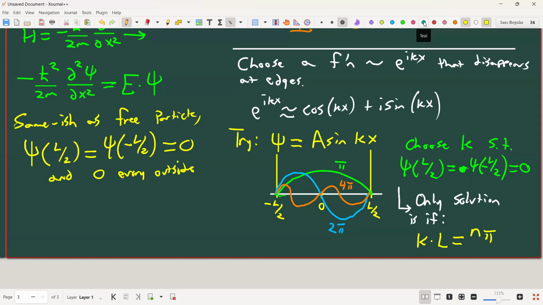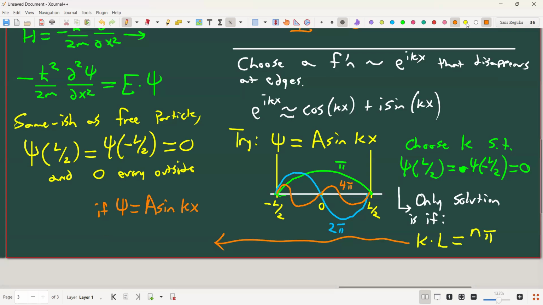So now we have a constraint on k. Let me put this over here in big letters. If psi is equal to a sine kx, then k has to satisfy k equals n pi over L, where n is equal to 1, 2, 3, 4, and so on and so forth. So k can only take specific values.